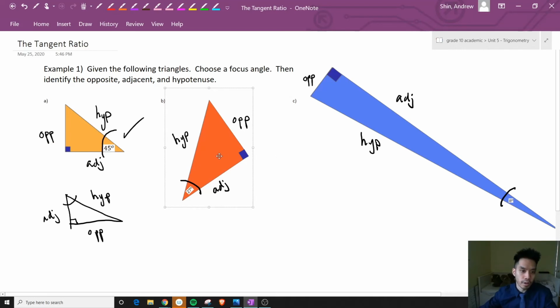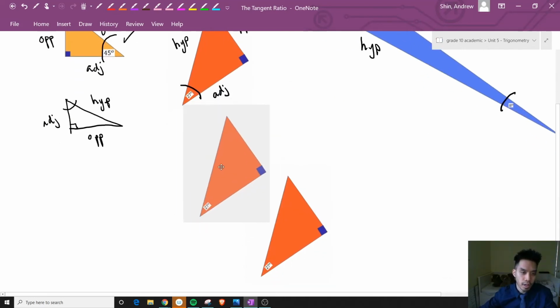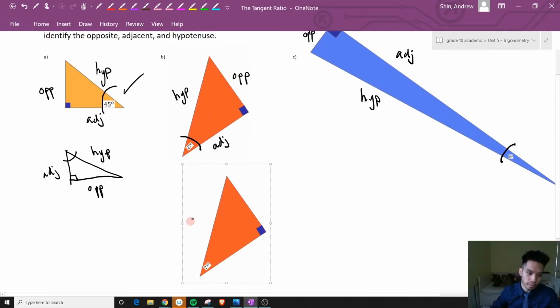And over here, if I were to do the same thing here, I'll try this. If I were to take the same triangle and choose this as my focus angle, across from that, this would be my opposite, and then this one would be my hypotenuse, and now this is the last side, which is my adjacent. Okay, so you can see here how this was once opposite, now it's adjacent, this is now adjacent, now this is opposite, depending on where your focus angle is.